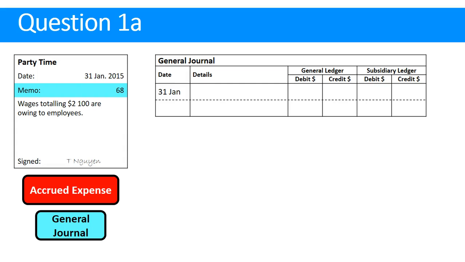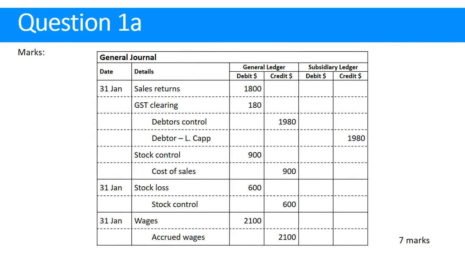So we need to do 2 entries. We always, on these adjustments, debit the expense, $2,100. And in this case, we're going to create a liability called accrued wages of $2,100. Looking at the total marks, there were 7 marks for this question. So for the first entry, we had 1 mark for the dual entry of the sales return and GST entries, 1 mark for getting both the debtors control and the debtor subsidiary ledger, and then 1 mark combined for the stock control and cost of sales entry.